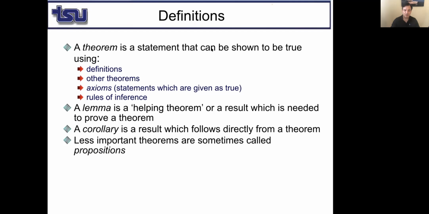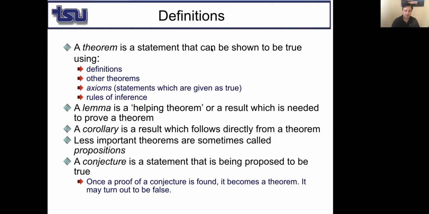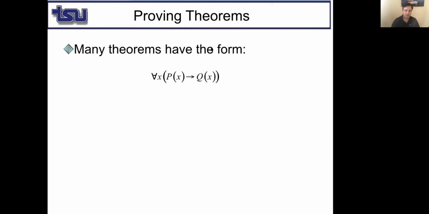A conjecture is a statement that is being proposed to be true. There's no proof, but someone says, this is the conjecture that I have. I propose it to be true until it is proven to be false, or proven to be true. If it is proven to be true, it becomes a theorem. Otherwise, it is false. So theorem, lemma, corollary, proposition, and conjecture. These are some of the definitions that you should get familiar with.